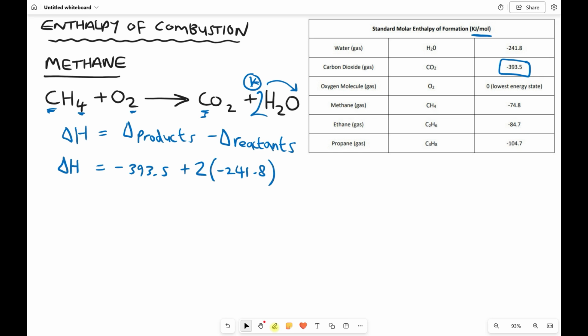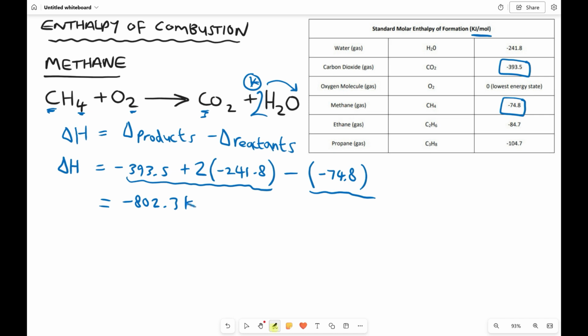And then we need to minus our reactants. Well, minus, and we have a negative value here for the methane, minus 74.8, so minus 74.8. So we have products here, minus reactants here. So when we input those values, we get an enthalpy for that reaction equal to minus 802.3 kilojoules per mole.